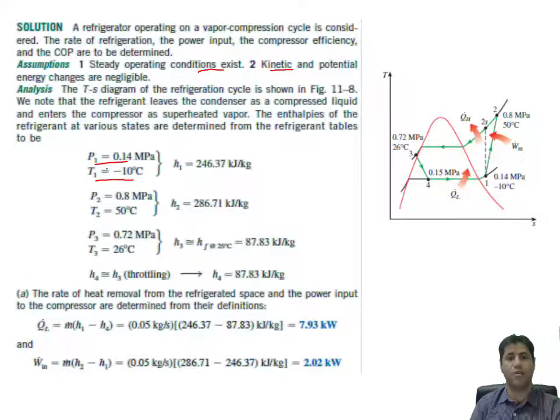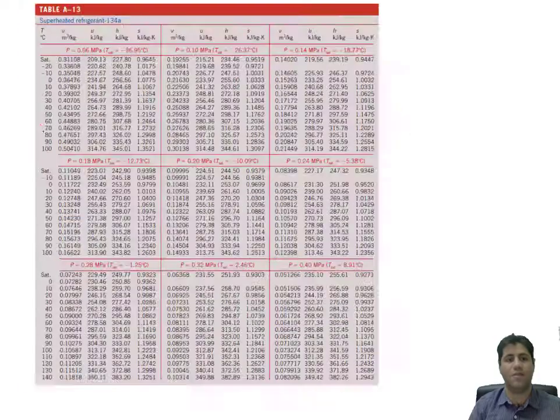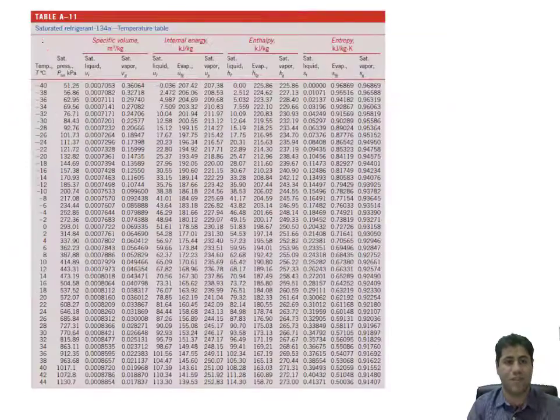We need to compare the values which we have here with the pressure and saturated temperature which we have for that pressure in the table. If we refer to the table which you have already seen here, saturated refrigerant 134A, the temperature table, for example, the temperature which is given, negative 10 degrees Celsius, the saturated pressure is 200 kilopascal.